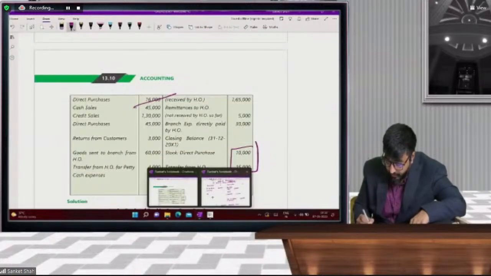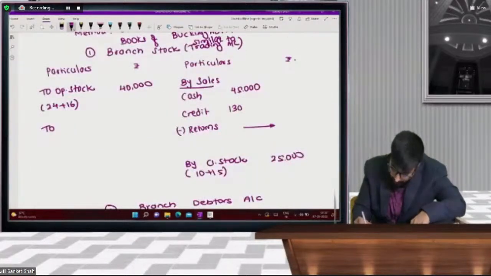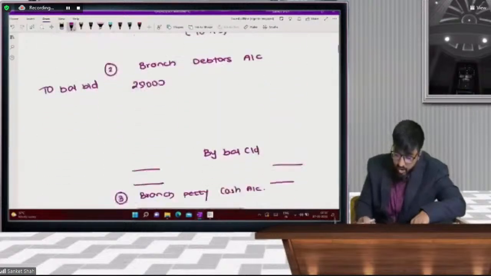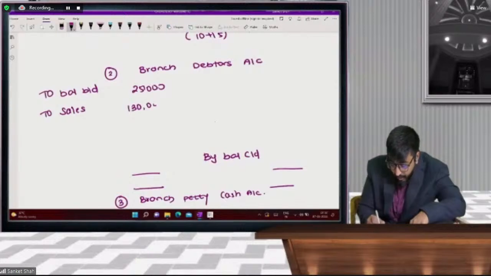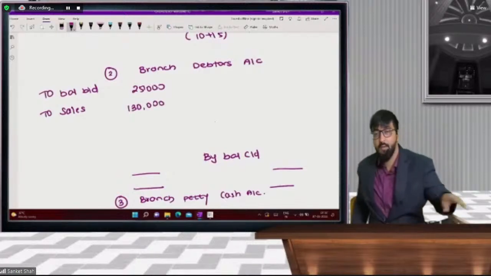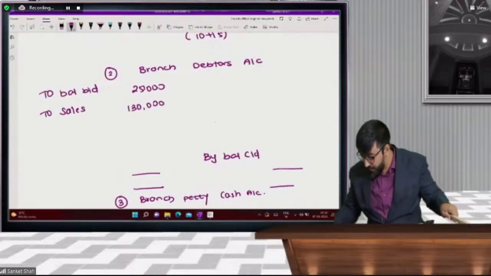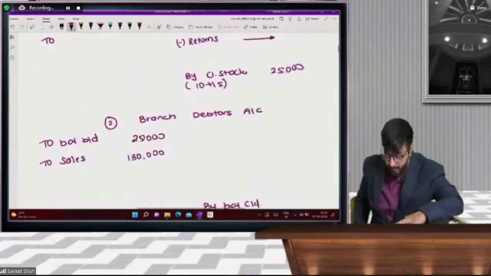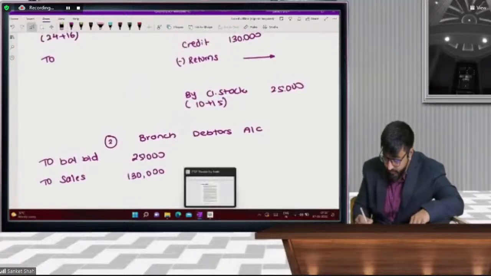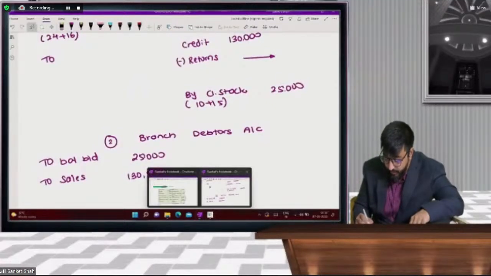Credit sales is 1,30,000. To the debit of debtors, 1,30,000. A little Marathi tone came in there. Yes. So 1,30,000, and the second effect is that sales means the credit of trading, the credit of sales.